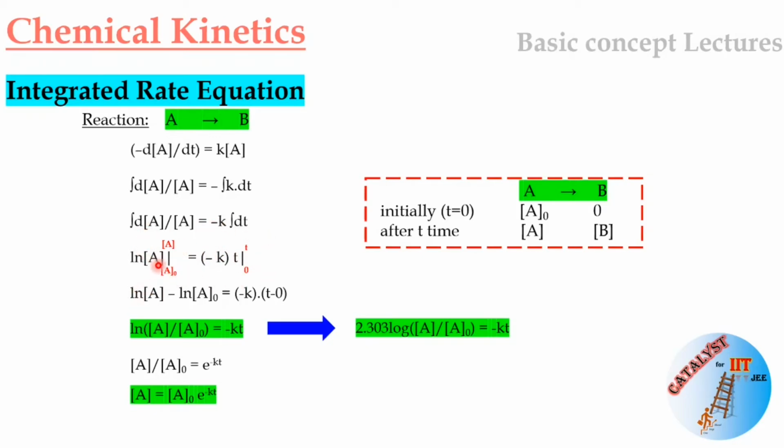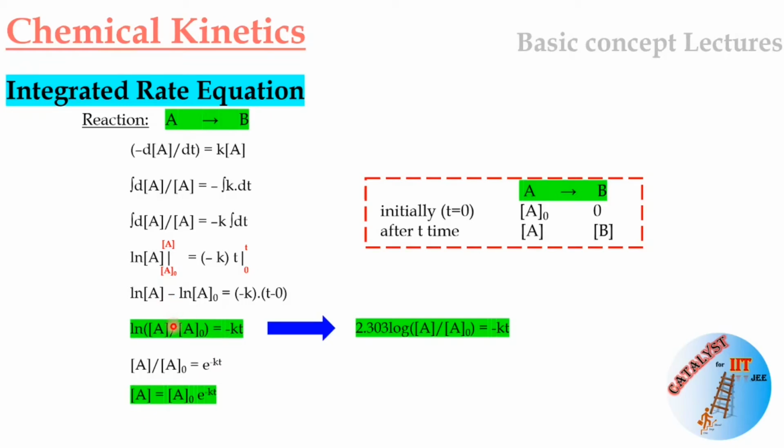Okay, now from the limits what you get is ln A, this is the upper limit, minus ln of A0, this is the lower limit. So you need to do this always, as we have seen in zero order kinetics as well: upper limit minus lower limit. And on the other side you get minus k into t minus 0. Again, as you can see, t is the upper limit and 0 is the lower limit. So what you get is ln A by A0 equal to minus kt.